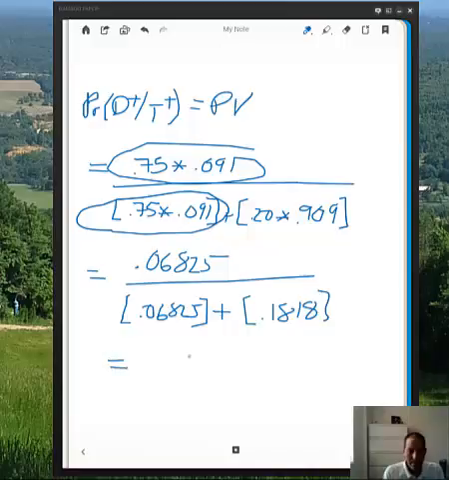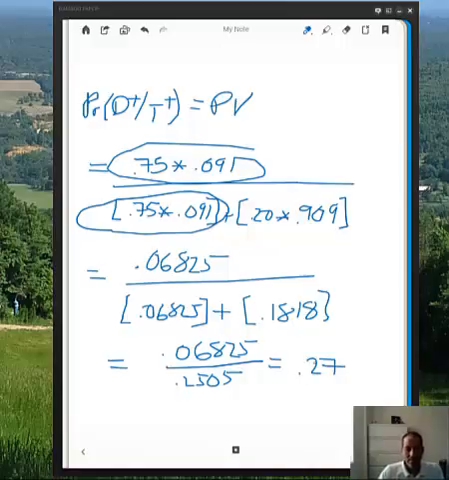And we go ahead and add this up. We get 0.06825 divided by this sum, which is 0.2505, right? And we do that division, and we get 0.27. So the positive predictive validity of the test, or the predictive validity of the test, is 0.27, or 27%. Okay. All right.